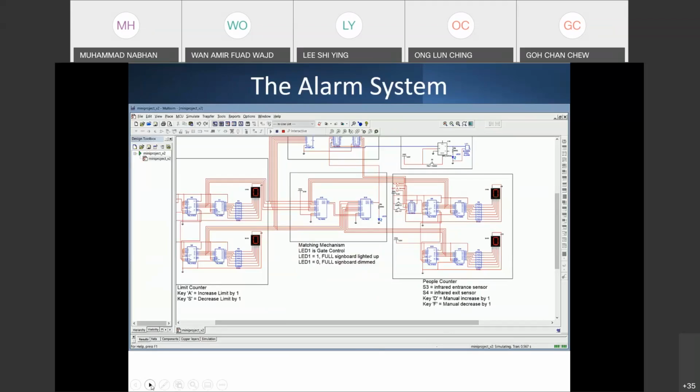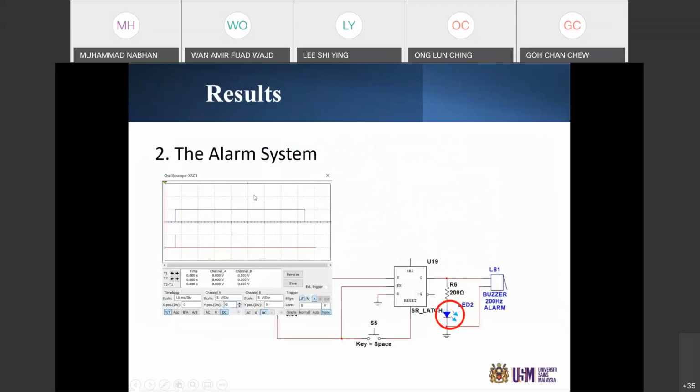The entrance or the exit. So from the conclusion of the alarm system, the red line is the input from the IR sensor to the SR latch, and the blue is the output of the SR latch. As you can see here, the input is only for a short amount of time, which activates the SR latch. The output goes from high to low at this level when the SR latch is reset. So let's move on to another slide.